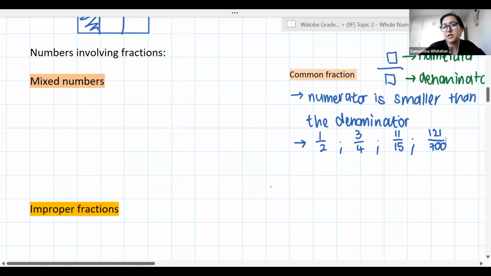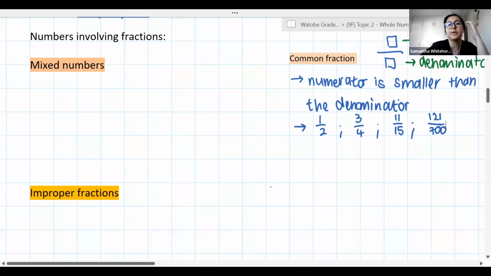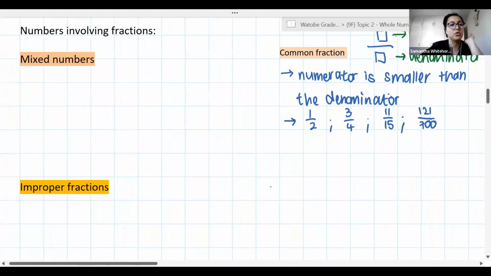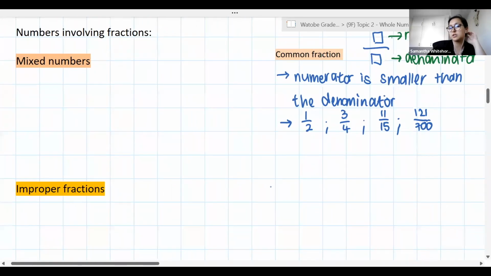The other type of fractions that we can work with are mixed numbers and improper fractions. Does anyone want to give me a definition for either of them? You can do mixed numbers or improper fractions. When I say a definition, you can give me an example if you want, but just what is a mixed number, and what is an improper fraction? If my cat's face comes into the camera, just say hi and we can move on. Sandawami, which one do you want to give me?